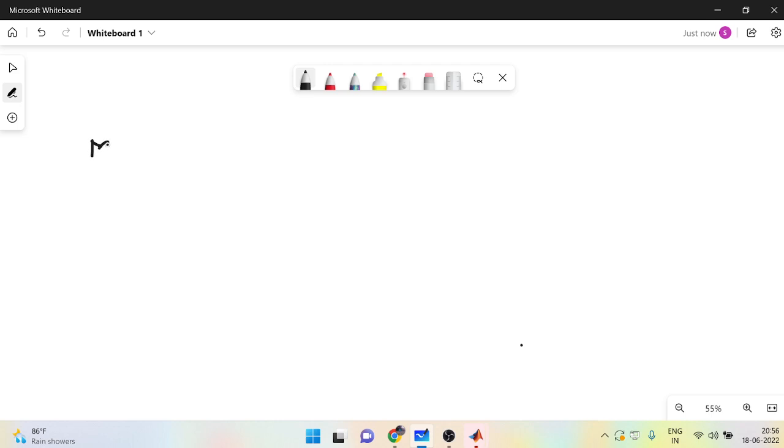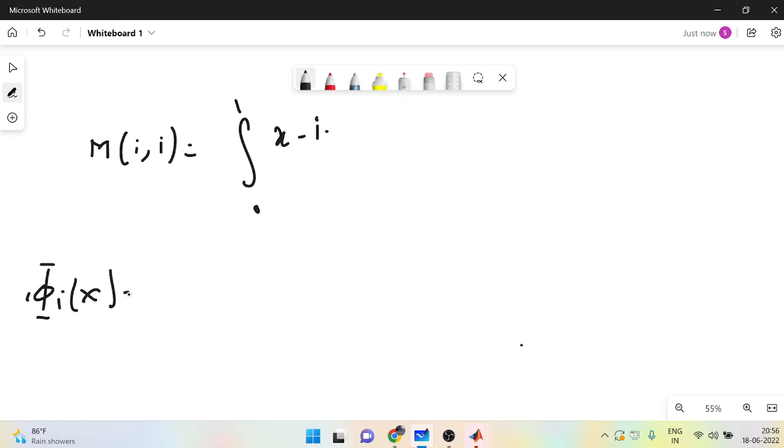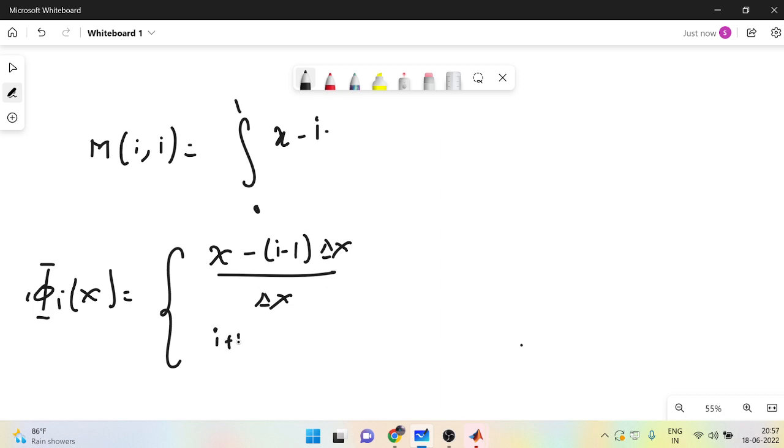So your M of i comma i is equal to the integral from 0 to 1. So what's your phi of x? Phi of x is basically x minus (i minus 1) delta x over delta x, and (i plus 1) delta x minus x over delta x, right?